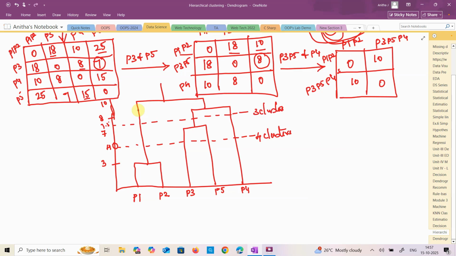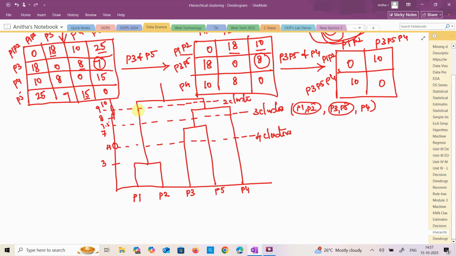The clusters have the data points P1 and P2 together, then the next cluster P3 and P5 together, and then P4. Like that, if I put a cut point at 9, I am getting 2 clusters.